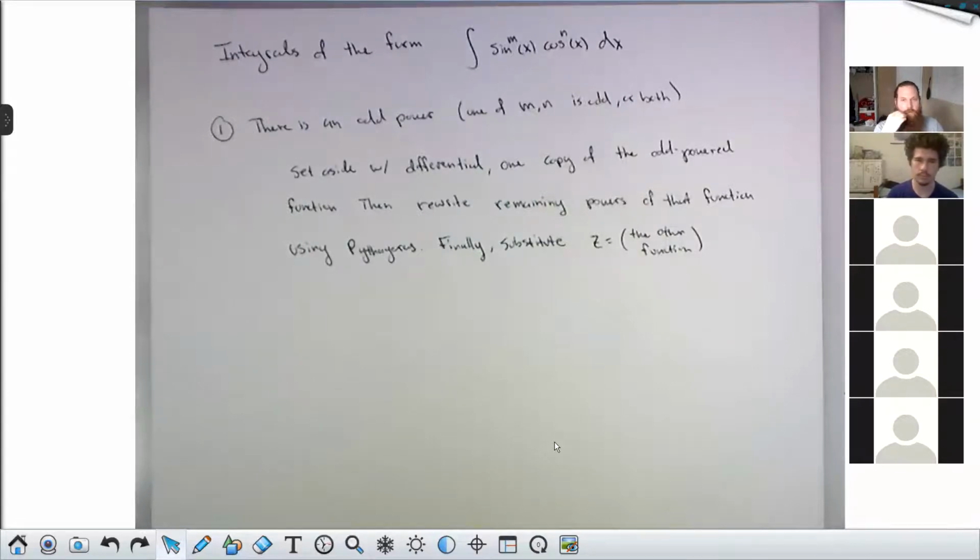So if there's an odd power, say cosine has an odd power, you set aside one copy of cosine with the differential. The remaining powers of cosine will necessarily be an even number because you've taken one away from an odd number. The remaining powers of cosine you rewrite in terms of sine using the Pythagorean identity. Then finally, substitute z equals sine.